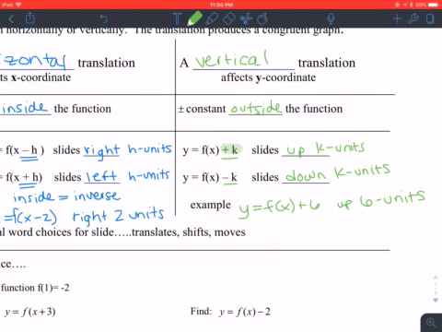And this one is pretty easy to remember because if you think back to Algebra 1, where y equals mx plus b, remember that plus b, that was your y-intercept. So that's how much you would shift that line up or down.